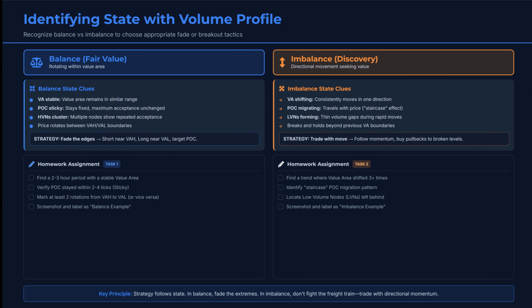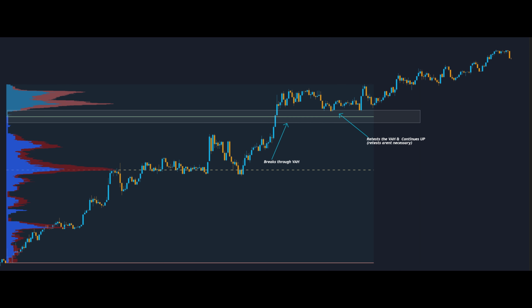Clue number 4, breaks and holds beyond boundaries. Price doesn't just test the VAH or VAL and reverse, it breaks through decisively and holds beyond those previous boundaries. When the market is in imbalance, the old value area boundaries lose their significance.